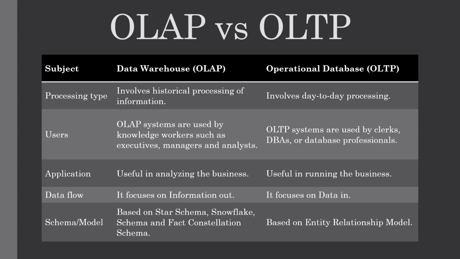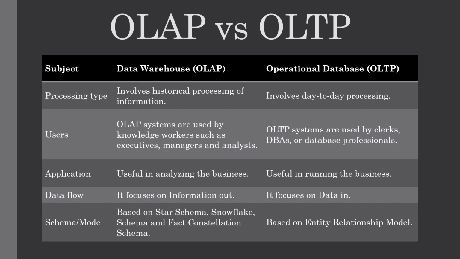First subject is processing type. The data warehouse, which is nothing but an OLAP server, involves historical processing of information, and on the other hand OLTP involves day-to-day processing. So it clearly mentions that the data warehouse stores historical data which can be used to analyze different business patterns among various departmental data. And OLTP solely focuses on the latest data, which is current year data, which will not be enough for analyzing the business more precisely.